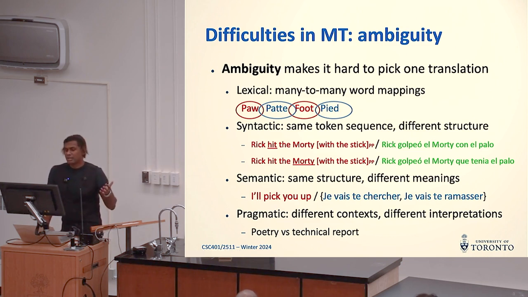So I think that's a better example. The policeman with the binocular, or you're watching the policeman with a binocular. So those kinds of ambiguities, right? And then semantic differences: same structure but different meanings.